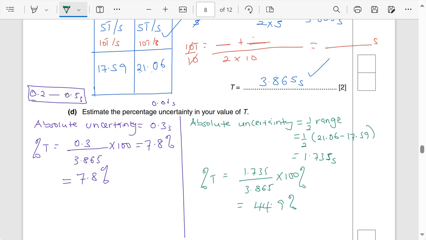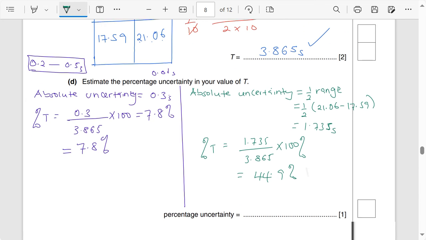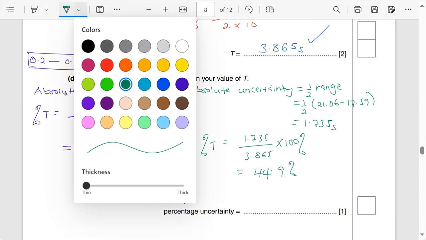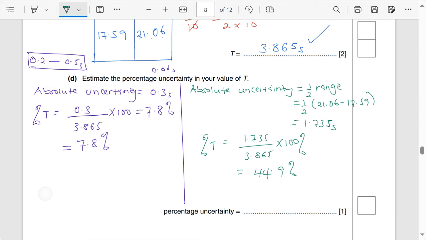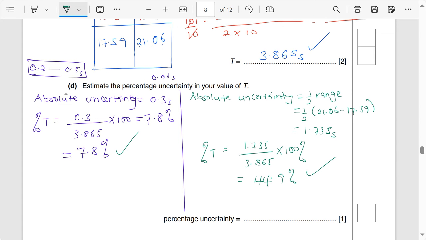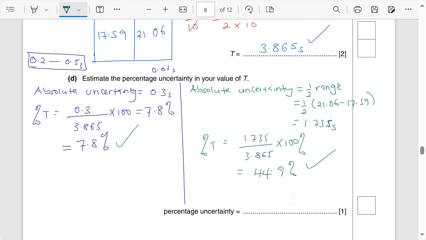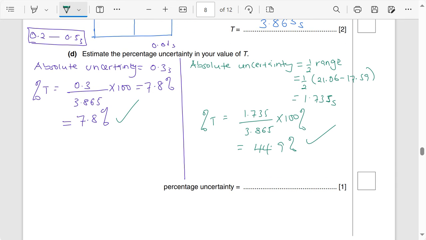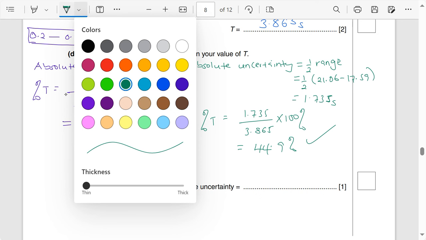44.9%. This value, of course, is big, but like I said, the examiner will not mark the answer. The examiner is interested in the method. So either this one or this one, they will both be acceptable, even though this is large. What makes this large is the large difference in the values of time, but that's fine. So I'll write here one of the answers. You can choose which one to take. Remember, it is just the method, not the answer.